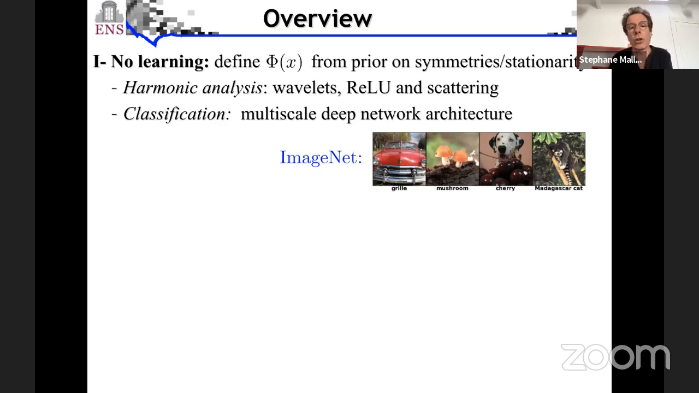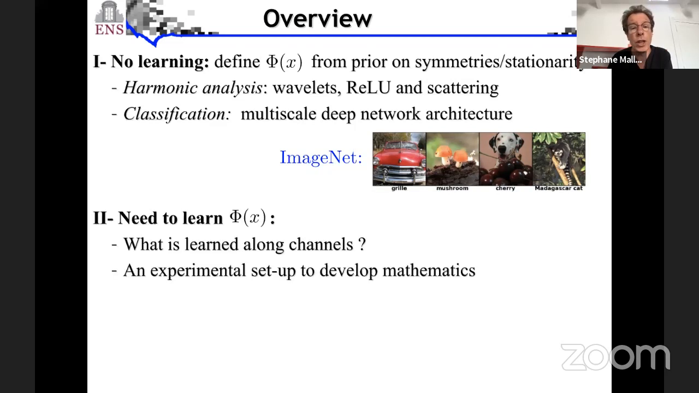Now, these concentration operators, which are constructed just from priors, are not enough in order to obtain good classification results on very complex image databases like the one that you see in ImageNet, which includes millions of images, thousands of classes. So you need to learn, but the question is really, what do you need to learn and what is learned? What's the nature, mathematical nature of what is being learned? And one point that I'll be showing is that really what you need to learn is the transformation along the channels, not spatially.